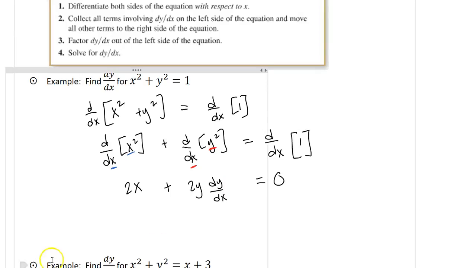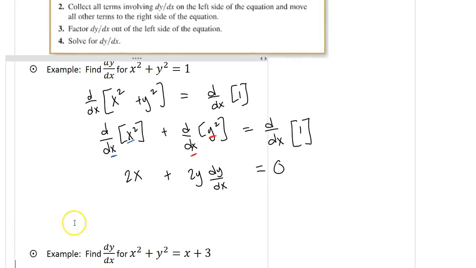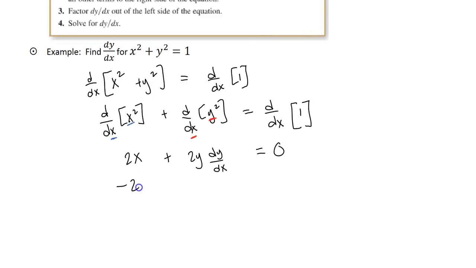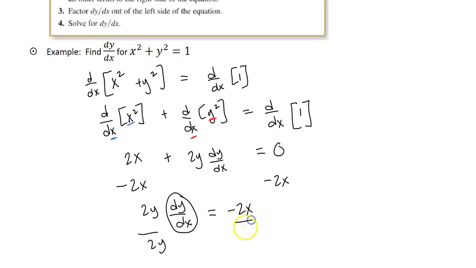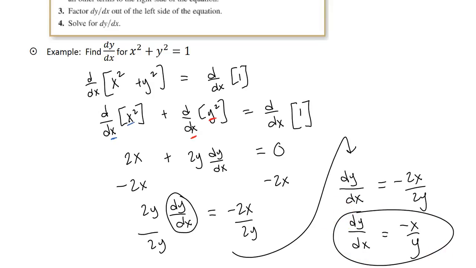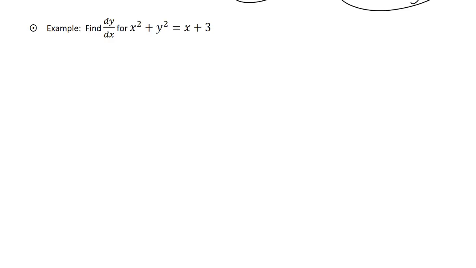Now my goal is to get dy over dx by itself, so I'm going to start by taking that 2x and subtracting it from both sides. So I get that 2y dy over dx equals negative 2x. And then to solve for dy over dx here, which is what I want, I'm going to divide by 2y. So I get that dy over dx is equal to negative 2x over 2y, or dy over dx equals negative x over y. And that is my answer. And that is how it's done. Now we're going to do this again for this example. So I'm going to take the derivative with respect to x of both sides of the equation.